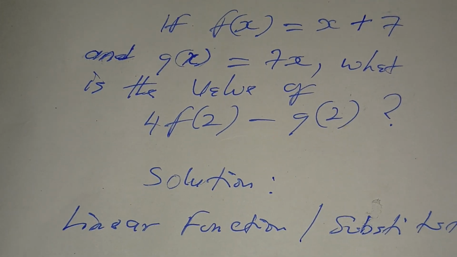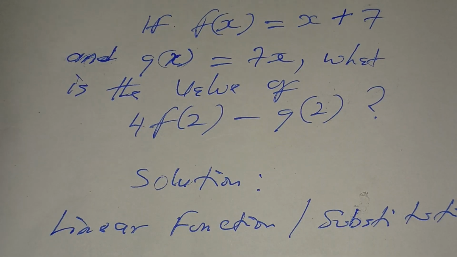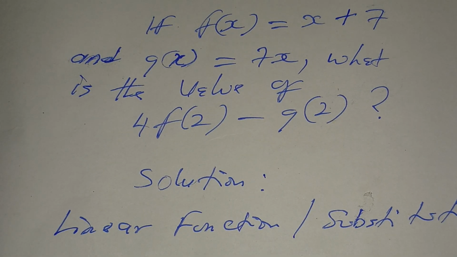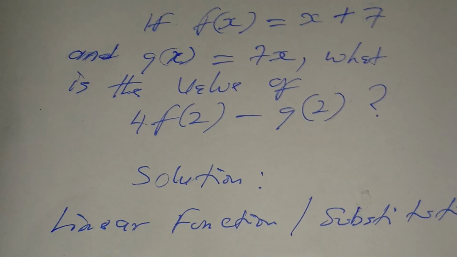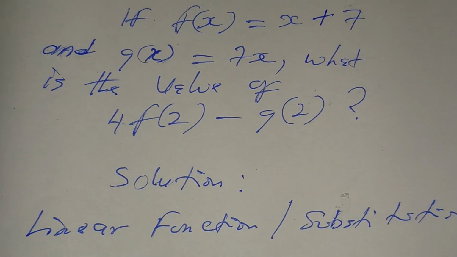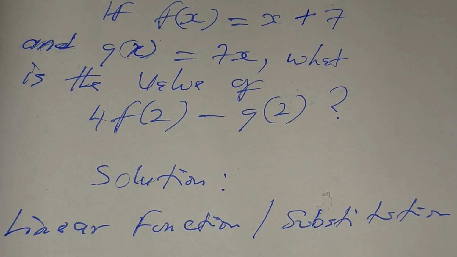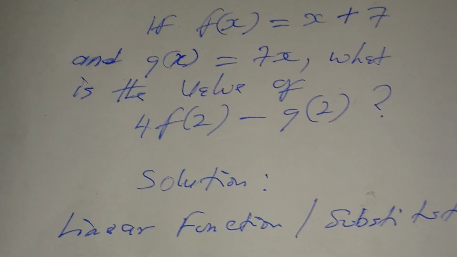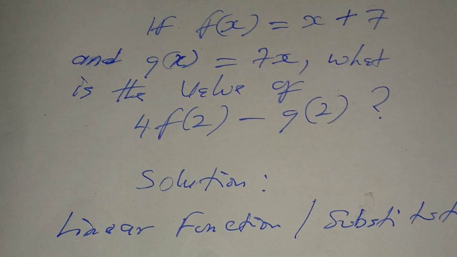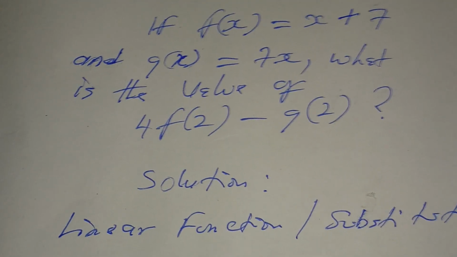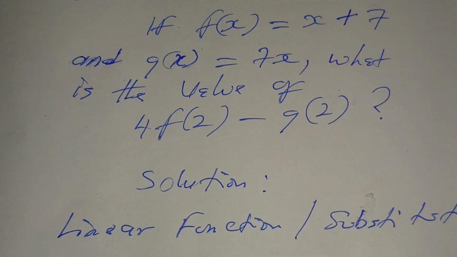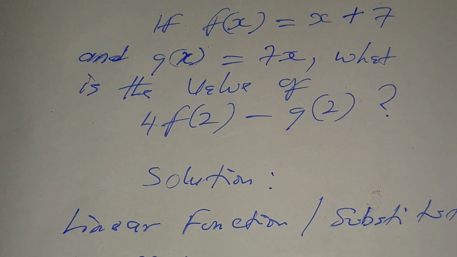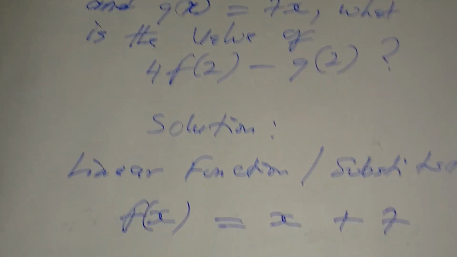First of all, we must understand that this question involves linear function and substitution. All right, so the function f of x equals x plus 7. That's what we got for that function.